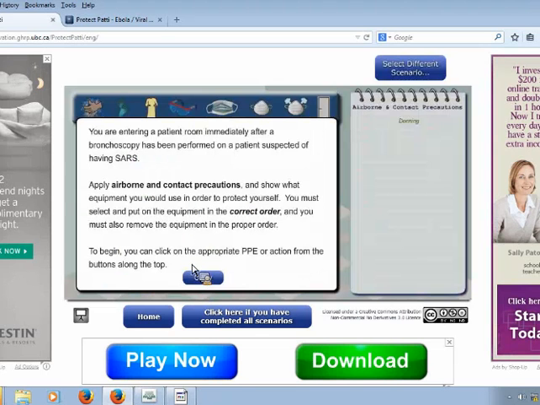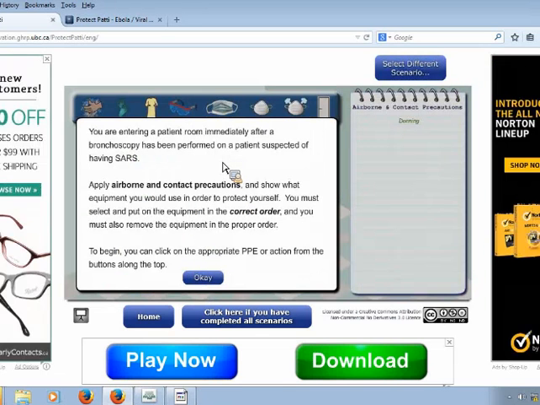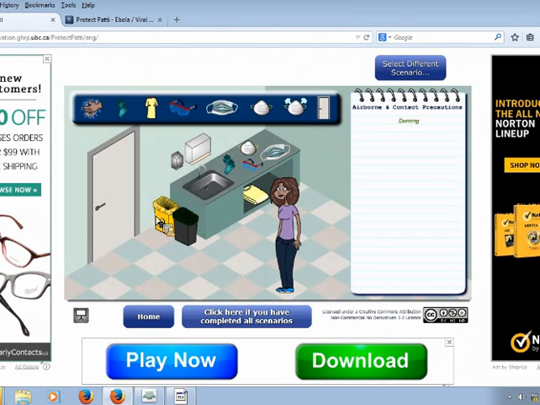This one had to do with a patient. The scenario was a patient who just had a bronchoscopy, which creates aerosolizing, and is suspected of having had SARS. And we asked how would you protect Patty? So what's the first thing she should do?